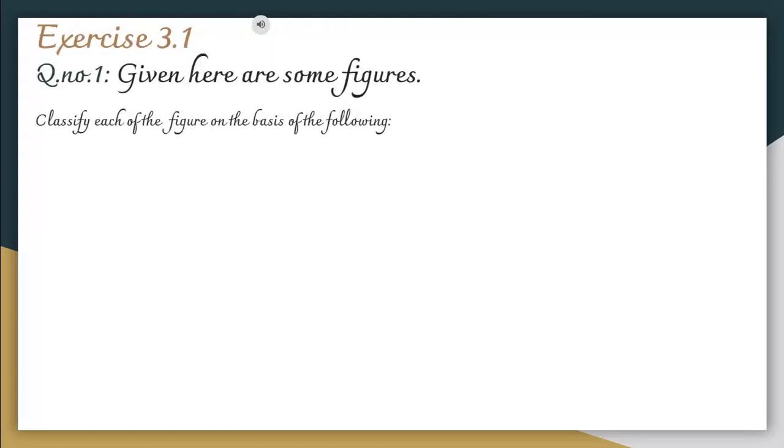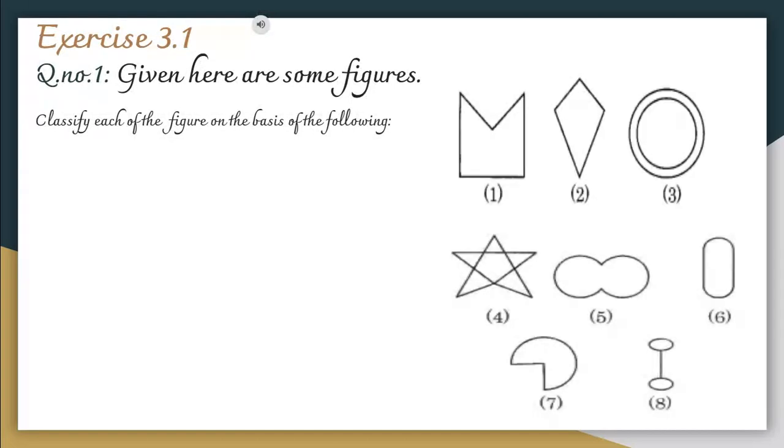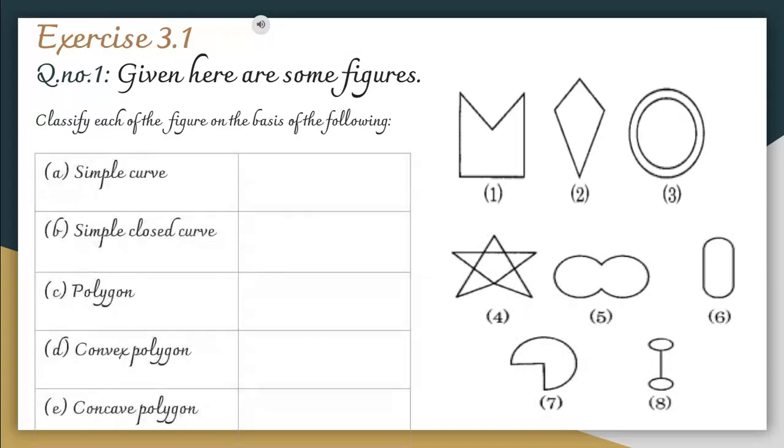So let me start our exercise 3.1. The first question is, given here are some figures, classify each of the figures on the basis of the following names. So figures are already given. You have to classify them as to whether it is a simple curve, a simple closed curve, a polygon, a convex polygon, or a concave polygon. Right? So let me start.